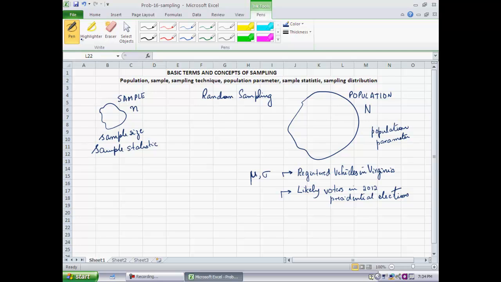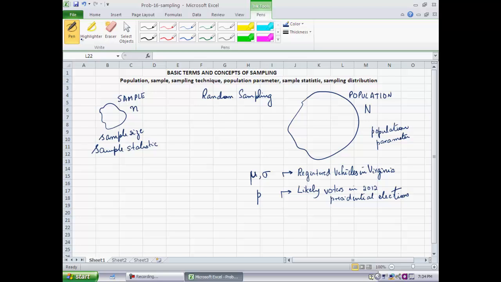I'm picking these two because they happen to be two of the most common properties of a population that one tends to be interested in. For the second population, say likely voters in 2012, a property of that population that we might be interested in is what proportion of these likely voters would vote for candidate Romney, for example. I'm representing that by the letter P.